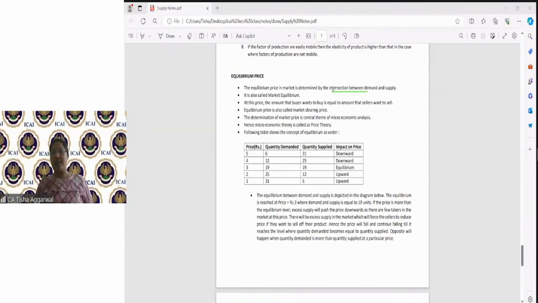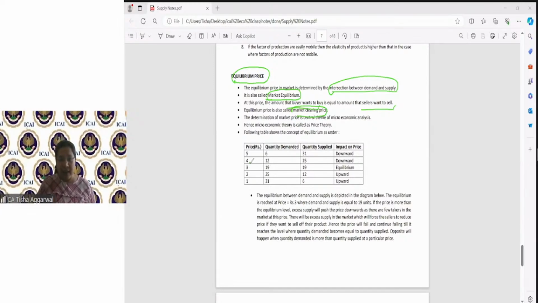When the intersection between demand and supply takes place, that is what is known as the equilibrium price. This is also known as the market equilibrium. Here you find out what you want to buy, what you want to sell. And this is what is known as the market clearing price. It is the situation wherein the prices are going to be stagnant.